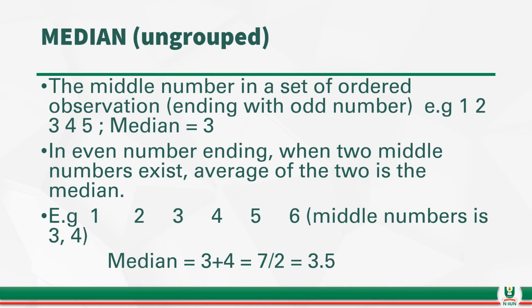In an even count, however, when 2 middle numbers exist, you take the average of the 2 numbers in the middle. That will give you the median. Like here, you have 1, 2, 3, 4, 5, 6. The middle numbers here are 3 and 4, so you take the average. So the median here will be 3.5.